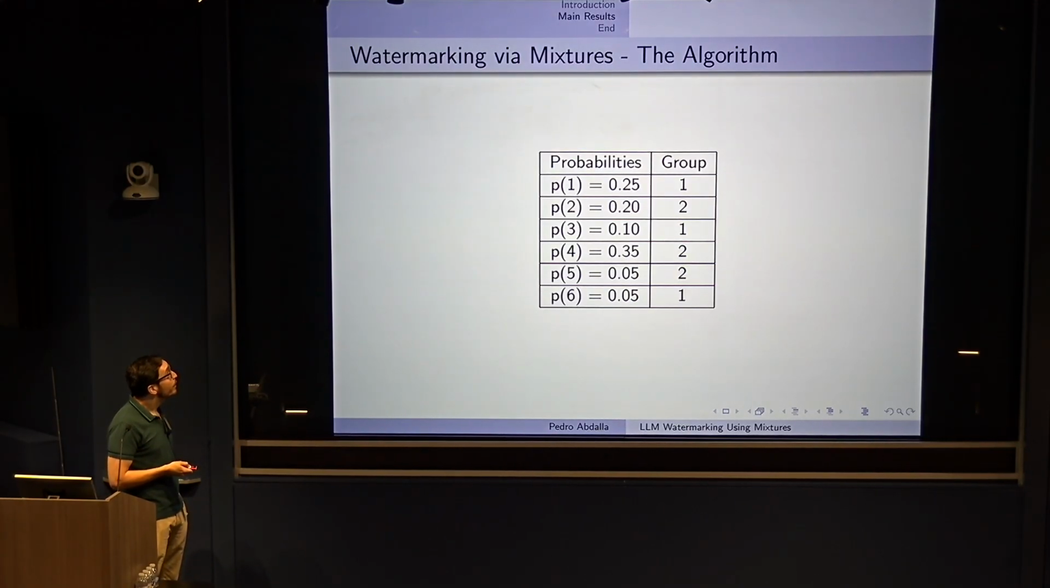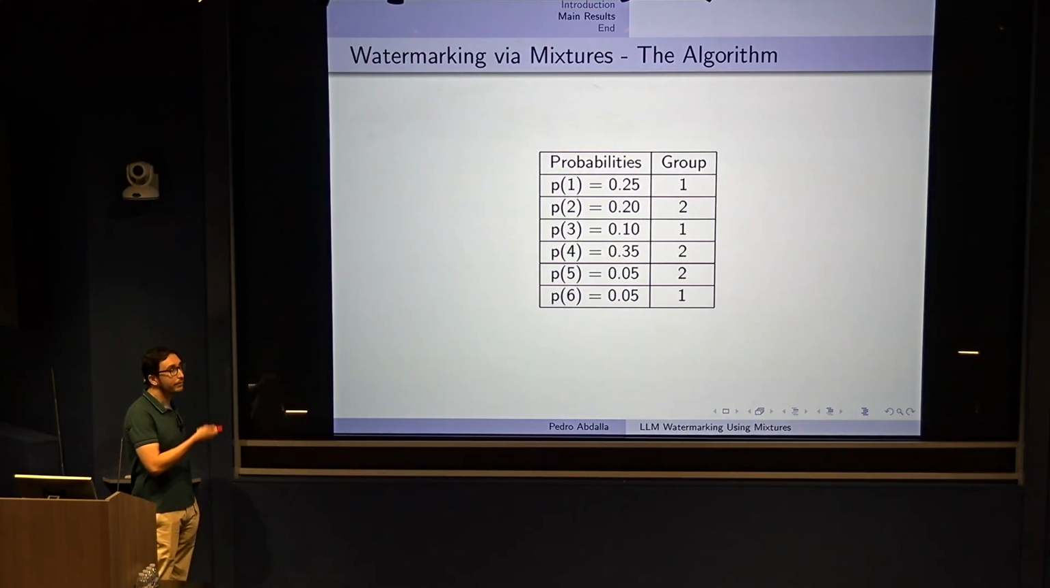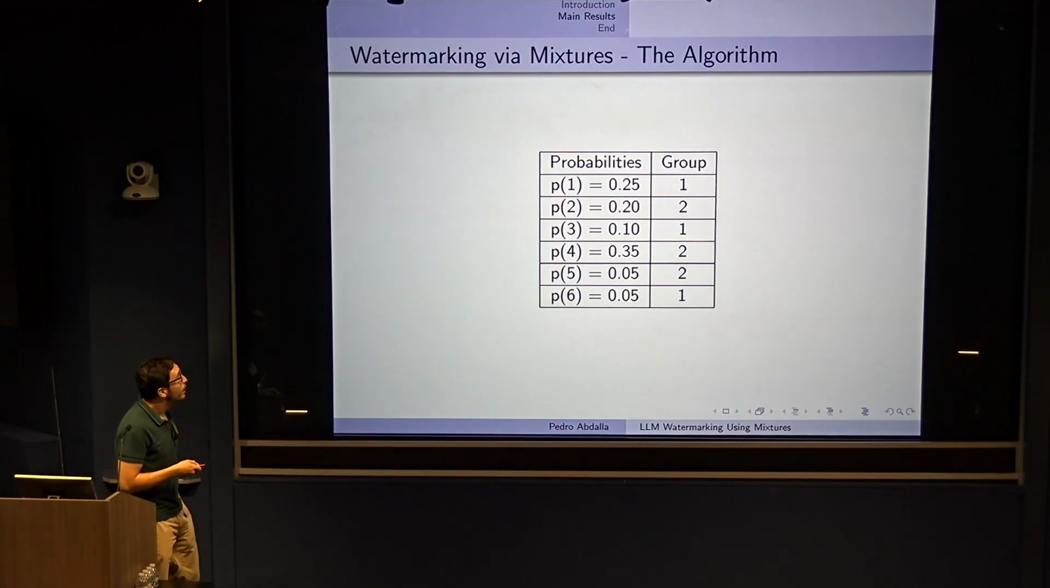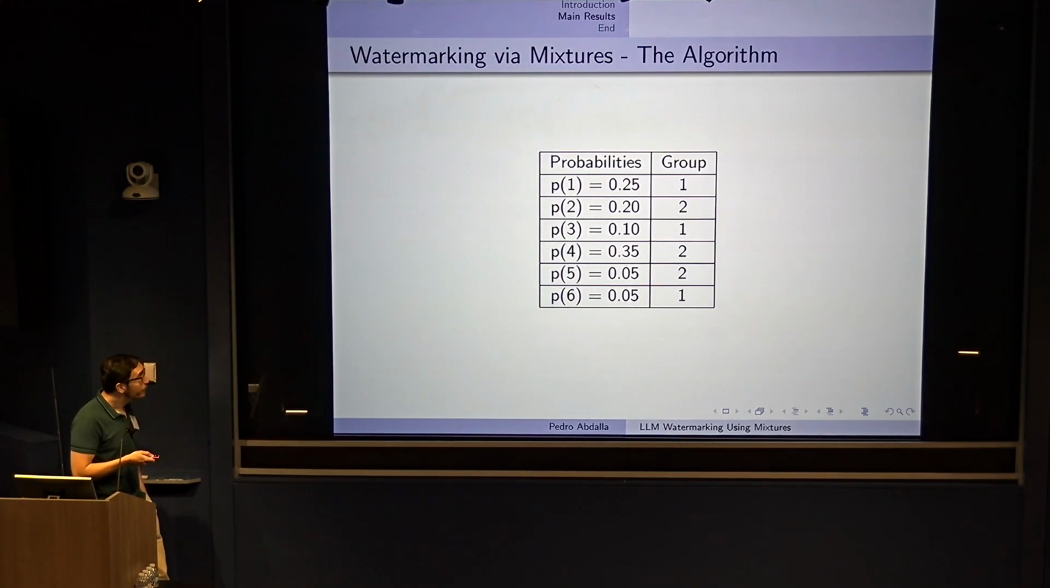So let's try to explain, in baby steps, a proposed algorithm. Let's suppose that we have 6 tokens. Of course, we don't, but this is for the sake of simplicity. And remember that I identified the tokens from 1 to D, so I'm going to talk about token 1, token 2, token 3, token 4, token 5, token 6. And we have these probabilities: the probability of the first token to be chosen is 0.25, 0.20, 0.10, and so on.